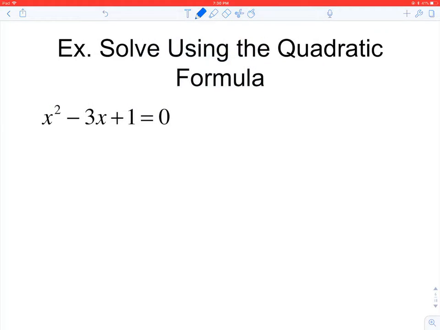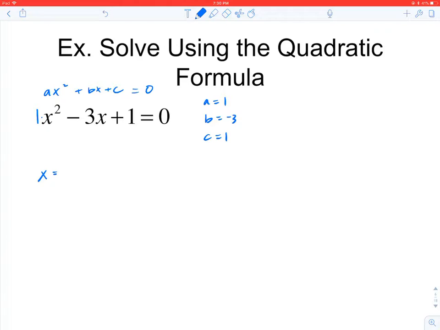Okay, so using the quadratic formula to solve a quadratic equation. Remember, we find a, b, and c because a, b, and c are the coefficients of a quadratic equation in standard form. Looking at this equation, 0 is on one side of the equation, so a is equal to 1, right? This is 1 times x squared. b is negative 3, and c is positive 1.